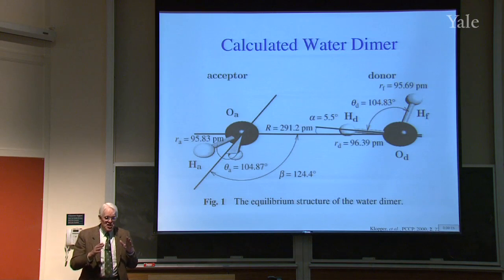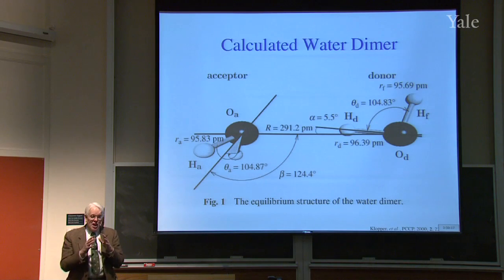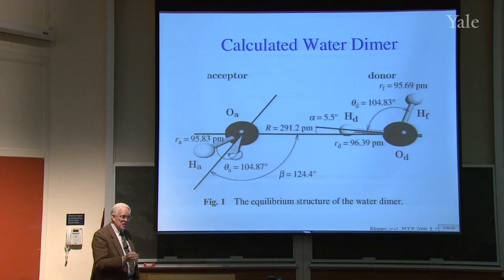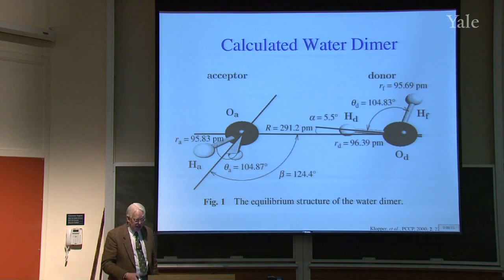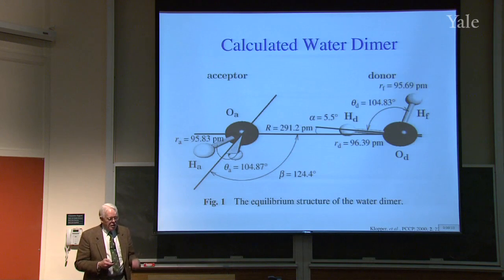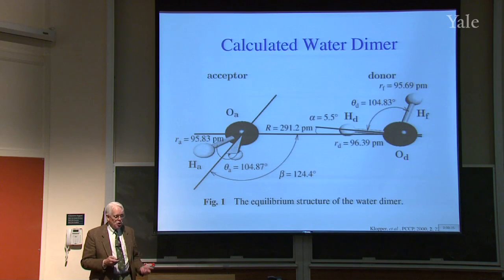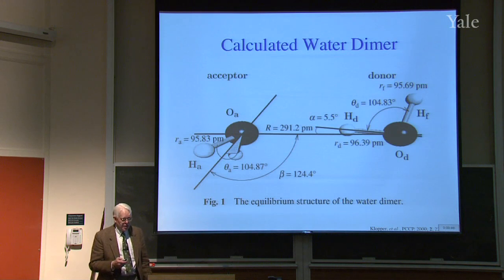And the main thing is that although they hold together, they don't hold together very strongly. The dimerization energy is only about 3 kilocalories per mole, right? And there's a lot of flexibility in it because it's rather weak. But the very lowest energy, according to this particular calculation, is this one. Now, there's a hydrogen between the two oxygens. The hydrogen of one of the molecules is between the two oxygens.